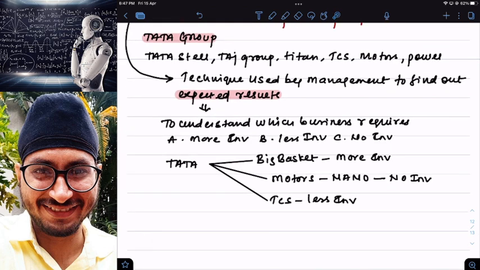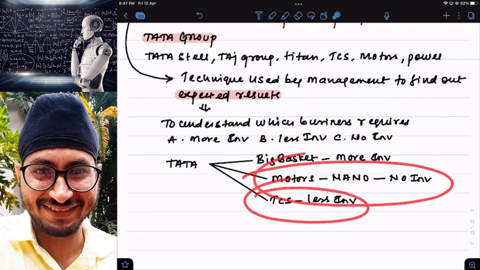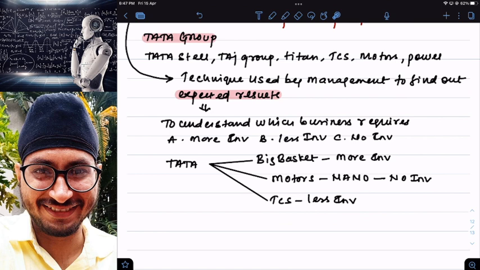It's a technique used by management to find out expected results. Example of expected results: how much to invest. Clear? In which company should I invest more money? In which company should I invest less money? In which company should I not invest any money? That is called an example of portfolio analysis.